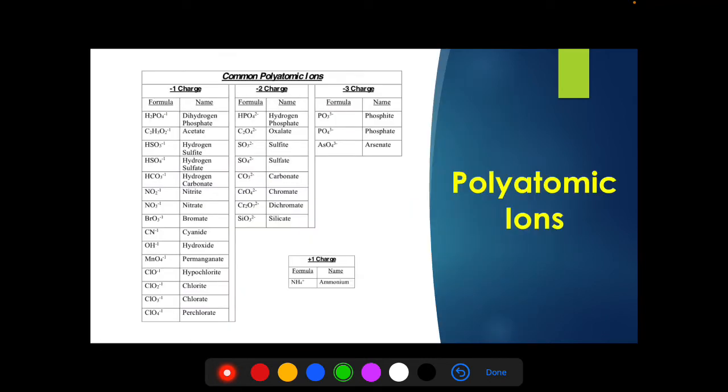Here's a list of common polyatomic ions. There are more than this, but these are the ones that we are going to look at the most. And so they're arranged by charge. Everything in that first column set has a minus 1 charge. Dihydrogen phosphate, acetate, hydrogen sulfite, hydrogen sulfate. Oh wait, hydrogen sulfite and sulfate. Some of these names sound really similar and they might just be different by 1 atom. So this one is SO3, but this one is SO4. So be careful.